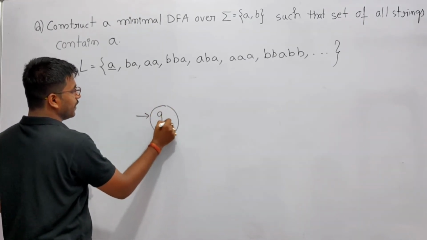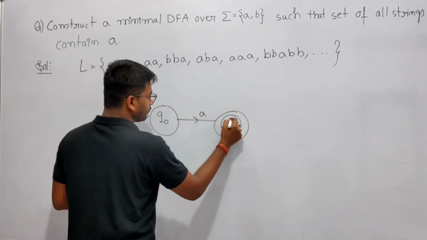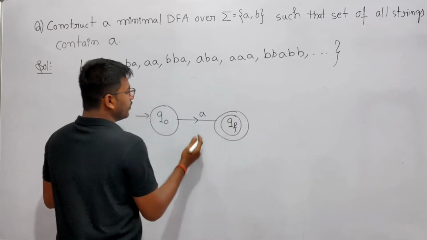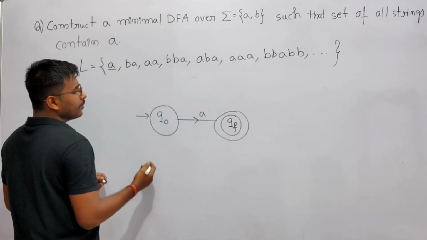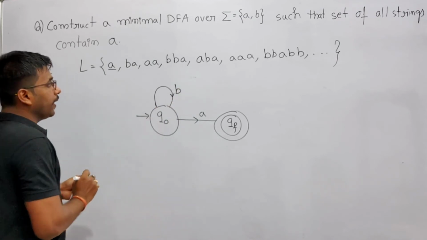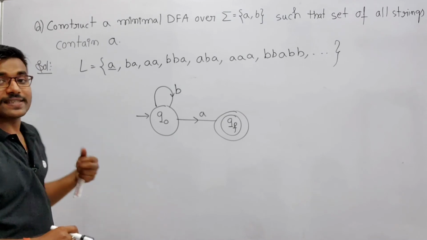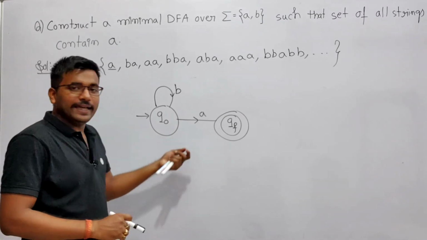Now initial state, if you are getting A, accept it. Now it's containing A, accept it. Now before getting this A, I can have any number of B, I have to wait here, because the language is containing set of all strings where it is containing A. If you are getting A, accept it.